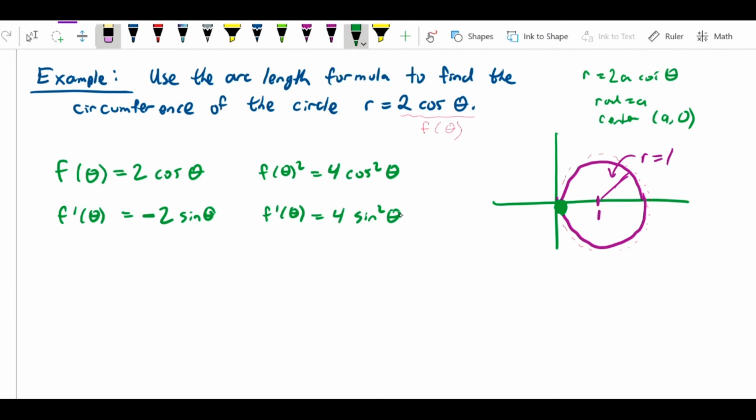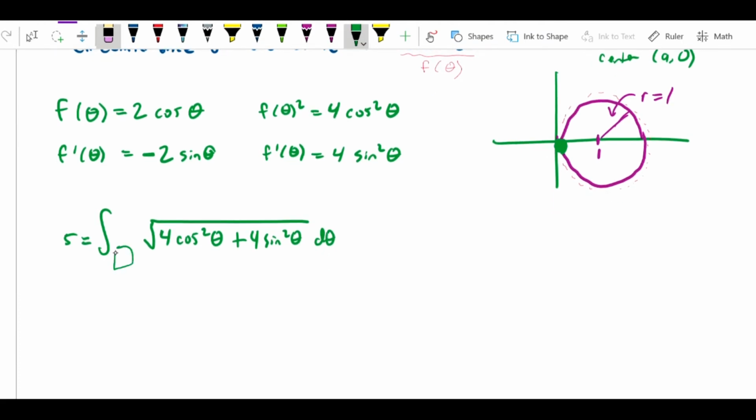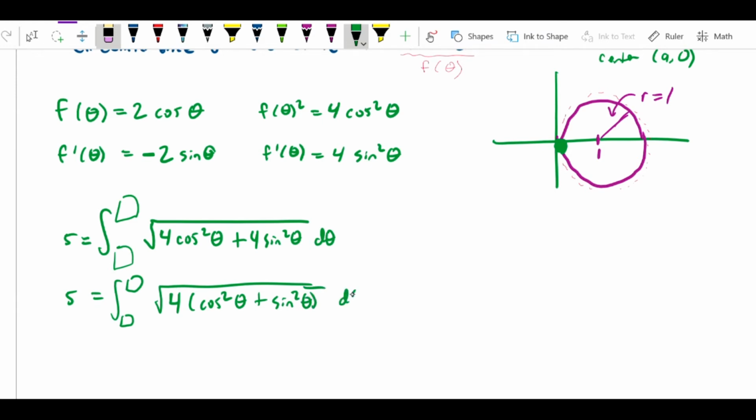Okay, so what I need to do is set up the integral. S equals the integral. I'll put in the limits of integration later. This is going to be the square root of 4 cosine squared theta plus 4 sine squared theta d theta. I'm just going to leave boxes here for the limits that we'll put in shortly. This is going to be the square root of 4 times cosine squared theta plus sine squared theta d theta, where the 4 goes outside the square root. And we can see, of course, that this is just going to equal 1.